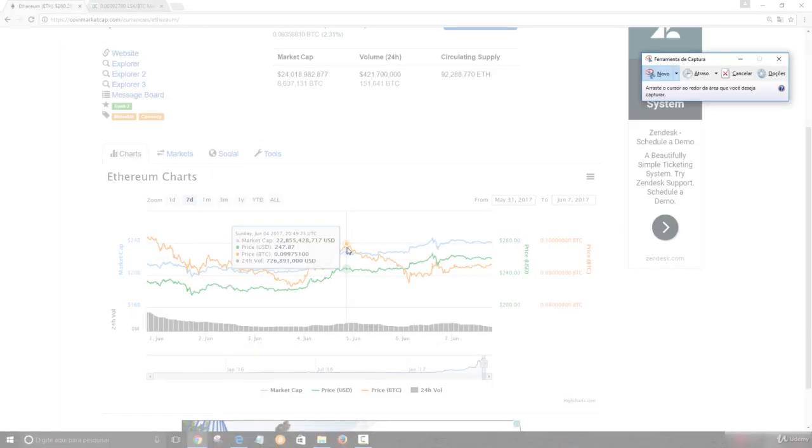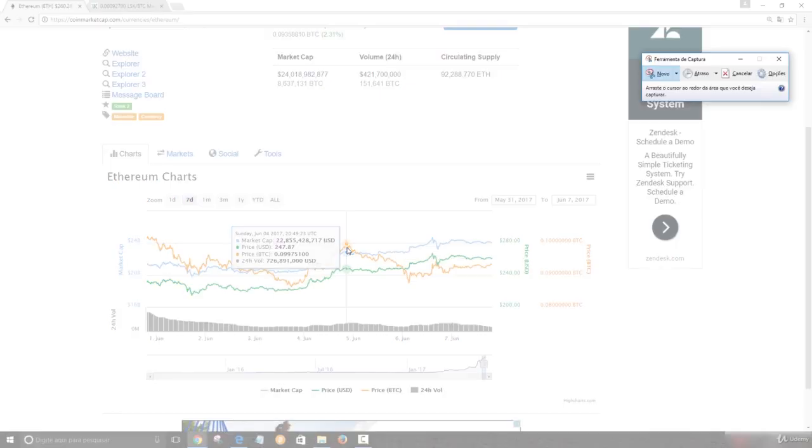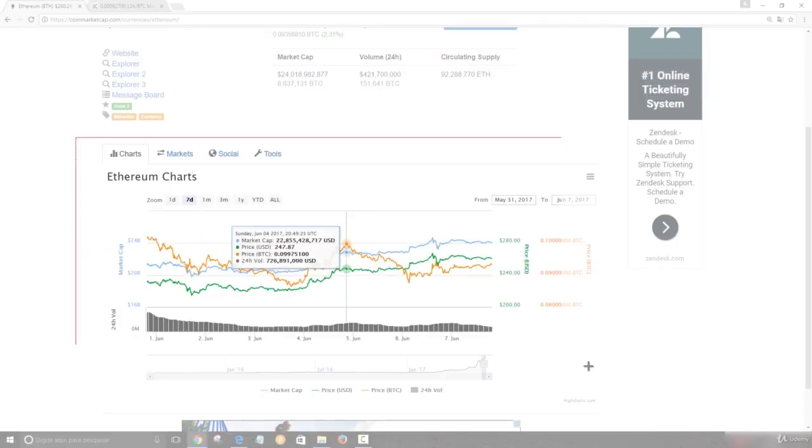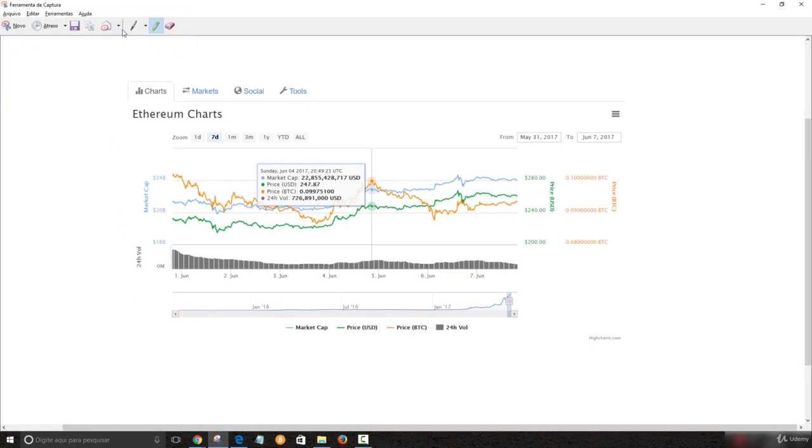So I'm going to snip the screen again so I can show you. I'm going to cut it off here. Take a look at this. In the last 7 days, at this particular point, on June 5th, Ethereum went up to $247, and in Bitcoin that represented 0.099.